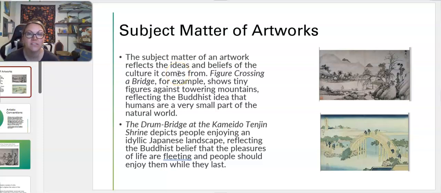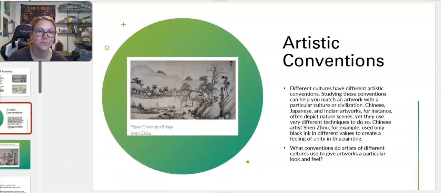Subject matter of artworks. The subject matter of an artwork reflects the ideas and beliefs of the culture it comes from. Figures Crossing a Bridge, for example, shows tiny figures against towering mountains, reflecting the Buddhist idea that humans are a very small part of the natural world. The Drum Bridge, which is right next to it, depicts people enjoying an idyllic Japanese landscape, reflecting the Buddhist belief that the pleasures of life are fleeting and people should enjoy them while they last.